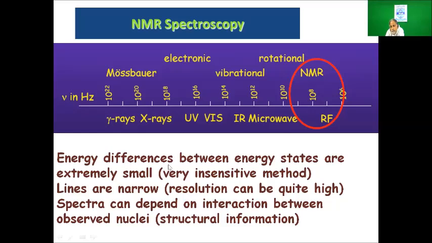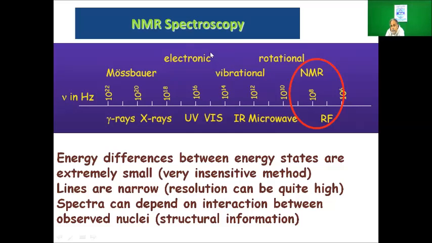But the most interesting part is that the energy difference between the two energy states is extremely small. So this method is very insensitive. However, lines are narrow and resolutions are very high. So how do you compare this? I hope everyone has an idea about electronic spectra, that is UV-visible spectra. UV-visible spectra are broad, but in the case of NMR spectra, the lines are narrow.